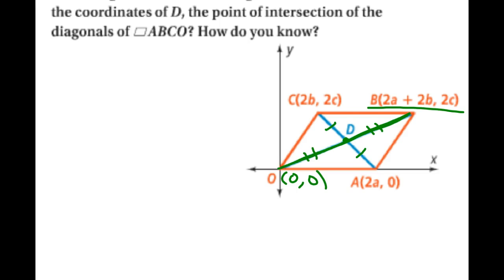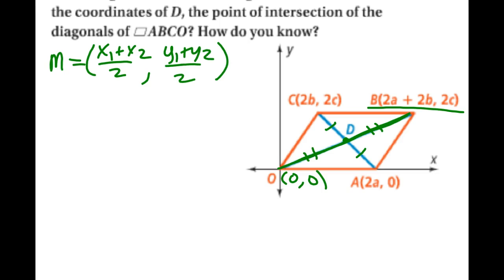So, if you don't remember the midpoint formula, we did just talk about it the other day. I'm going to write it down. The midpoint is the sum of the x values divided by 2 and the sum of the y values divided by 2. So I'm going to find the midpoint of line OB.